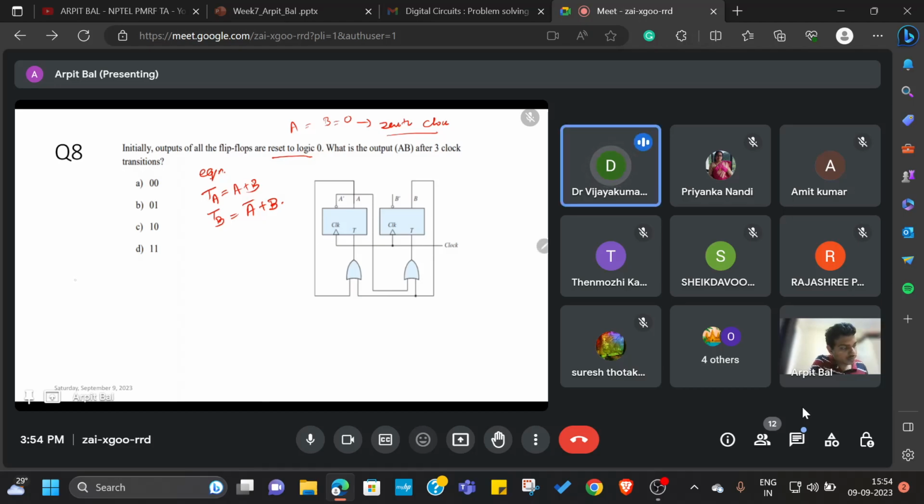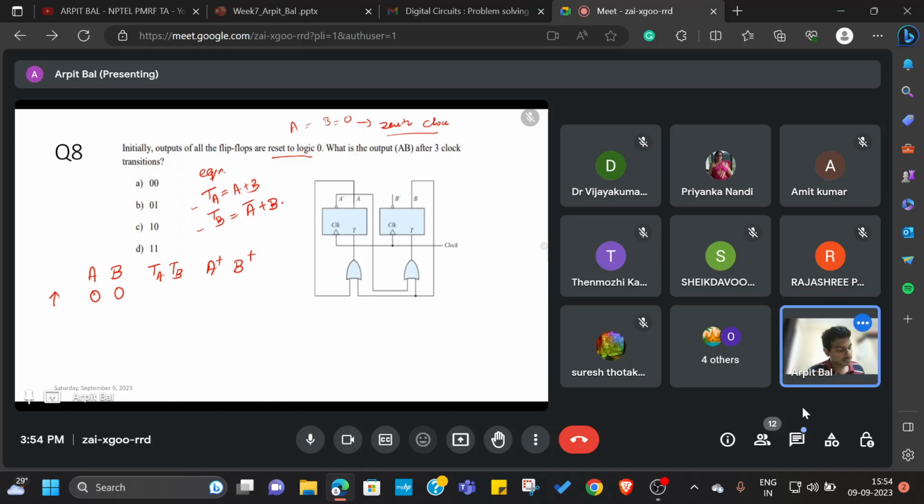Find out TA and TB, and then A and B. Correct. Okay. So for that, I will construct a table. Let's say this is the first clock. Initial state is given to us as 0 0. What is TA and TB? 0 and 1. Correct. So what will be A plus and B plus?